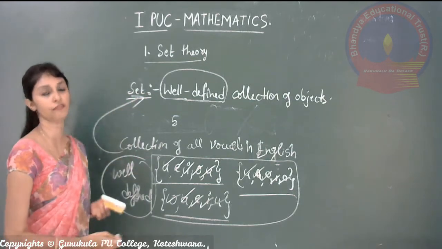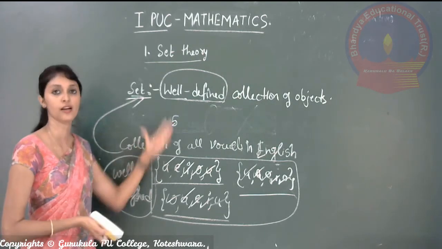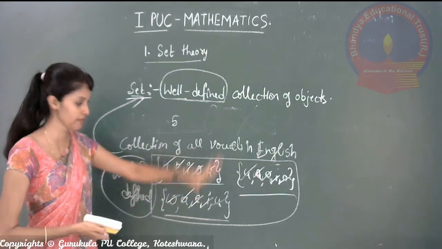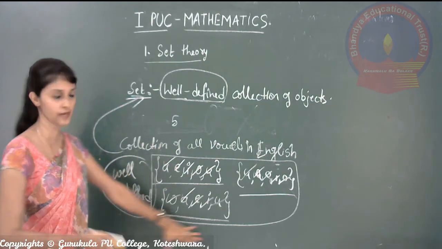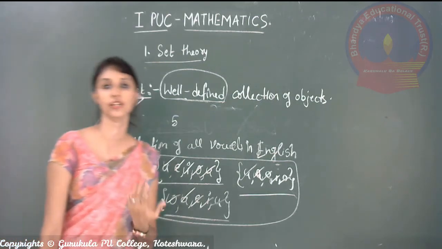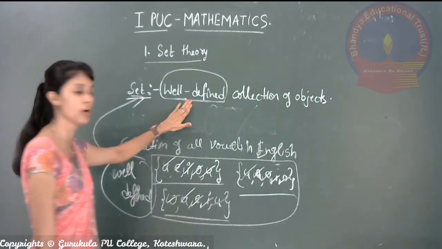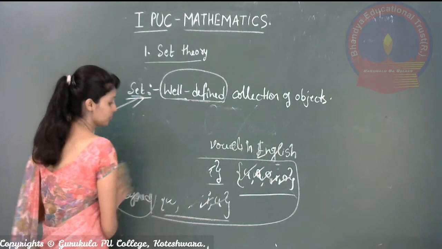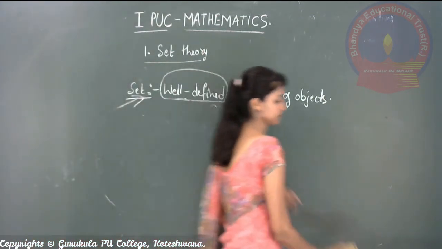So for a collection to be well defined, after you list out the elements, it should be the same. As the person varies, the collection also should be the same. Okay, this is about the definition of a set. So you have to remember, a collection, or rather a well defined collection of objects, is called a set. Now I am going to tell you how to represent a set.